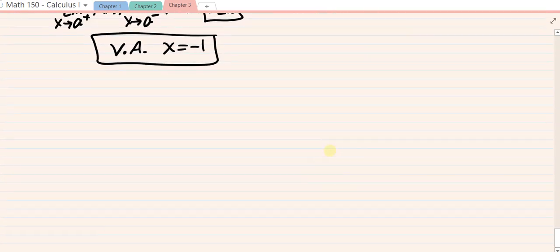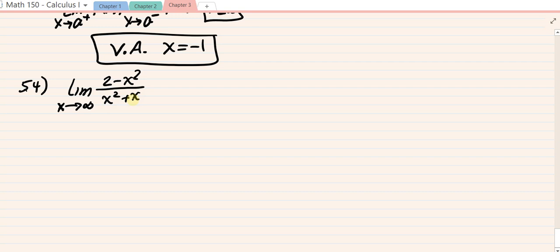Now we're going to take a look at number 54. In number 54, this time we want to find the limit as x approaches infinity of 2 minus x squared divided by x squared plus x.